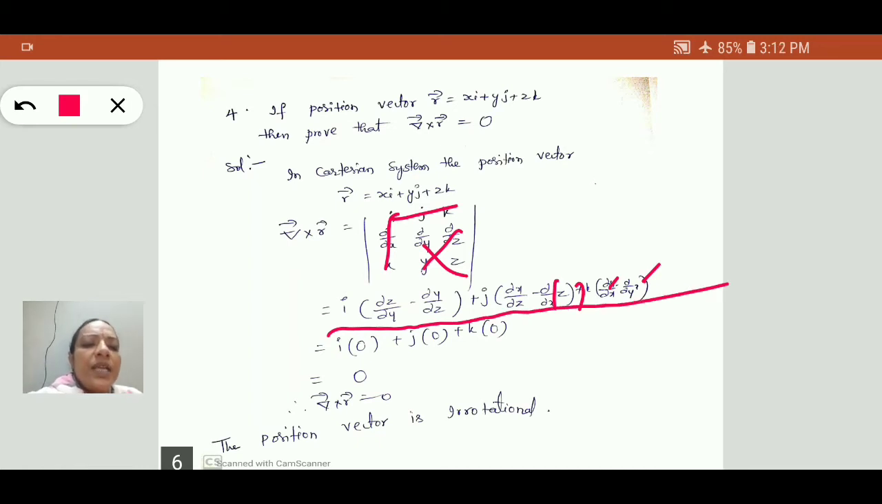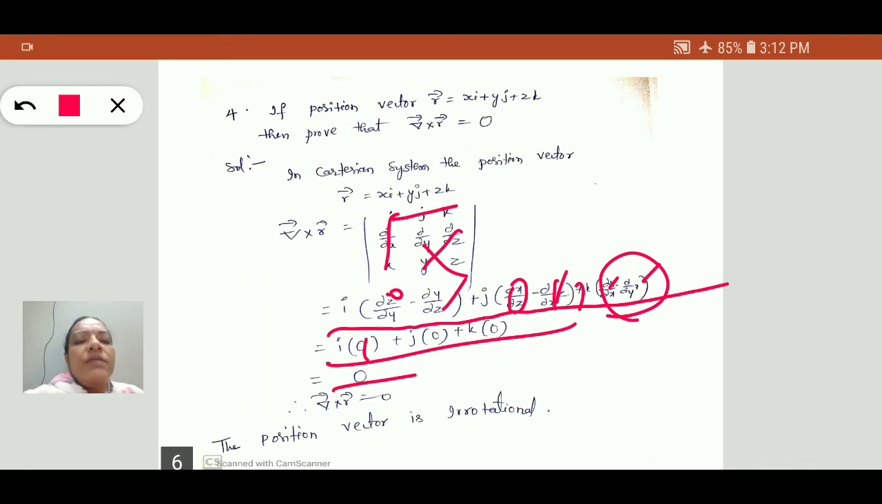Next, in the i term, ∂/∂y of z is nothing but 0, and ∂/∂z of y is also 0. Similarly for the j term, ∂/∂z of x is also 0, and ∂/∂x of z is also 0. ∂/∂x of y also gives 0.